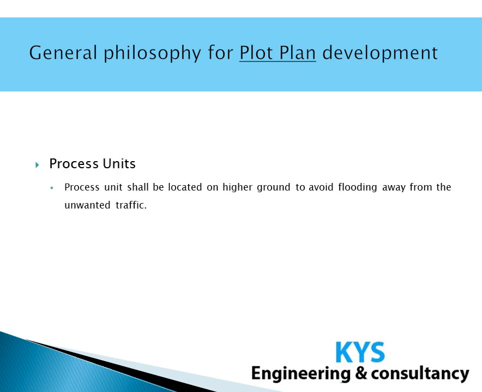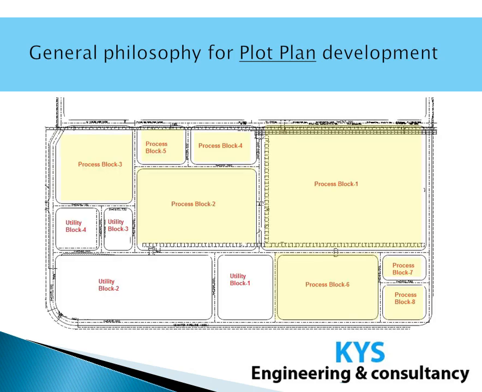Process units shall be located at higher grade to avoid flooding, and we should also locate them away from the traffic areas. Process units shall be serviced by peripheral roads for easy approach for maintenance, operation, firefighting, and other requirements. This is a sample of one area of the plot plan. So we see here these yellow colored blocks are actually process blocks, and they are surrounded from all sides by roads.